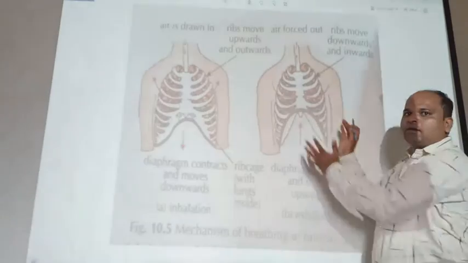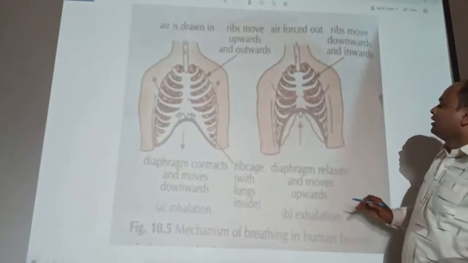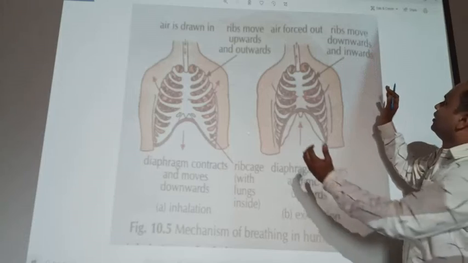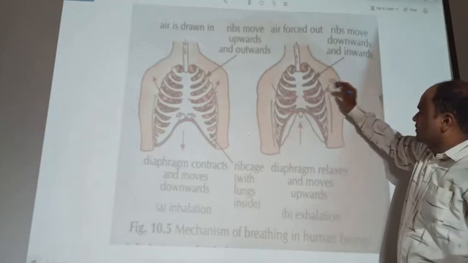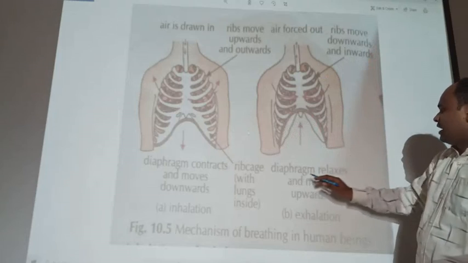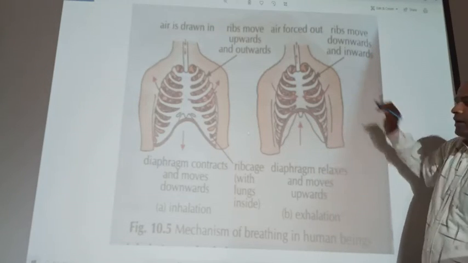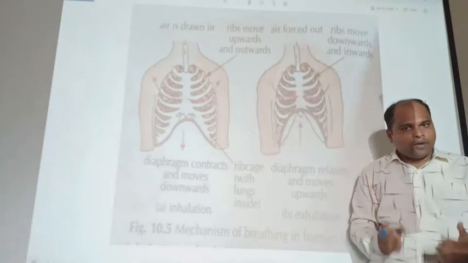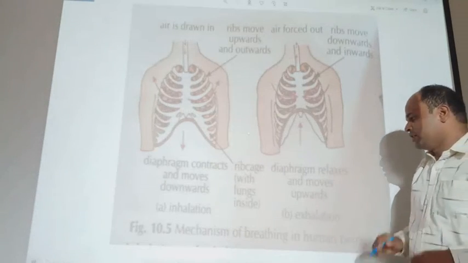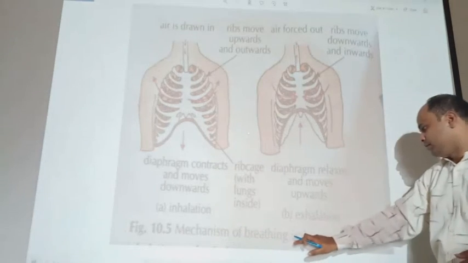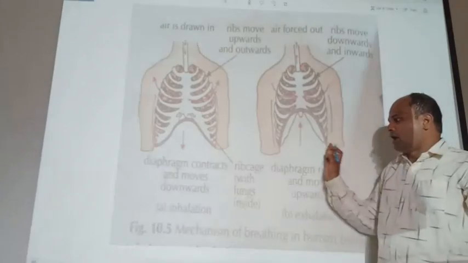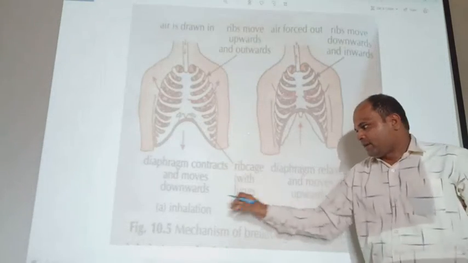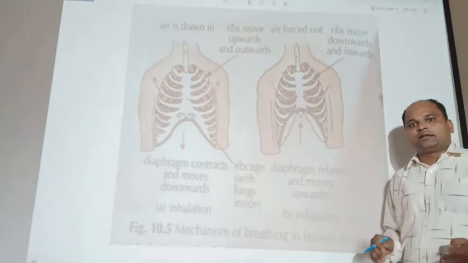You can observe this picture. The ribs move downward and inward, and the diaphragm relaxes and moves upward. I hope, students, all of you understood the mechanism of breathing in human beings. You have both diagrams, inhalation and exhalation.